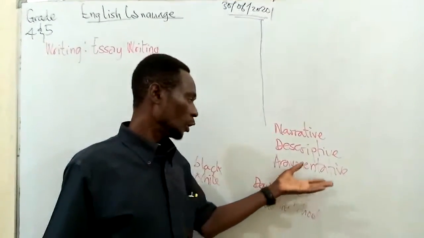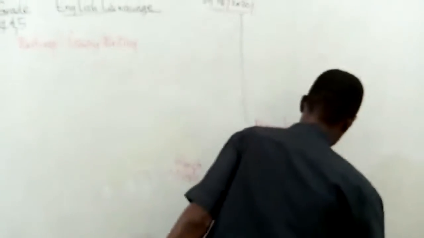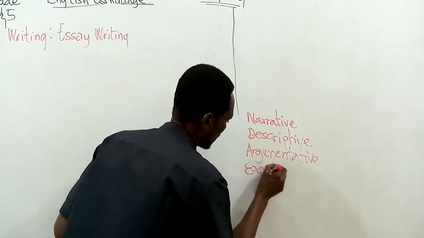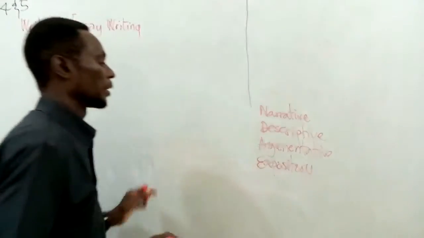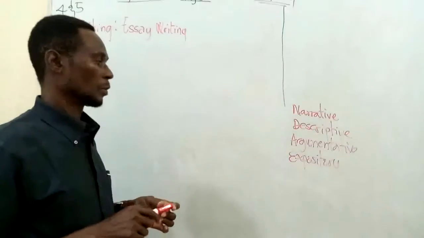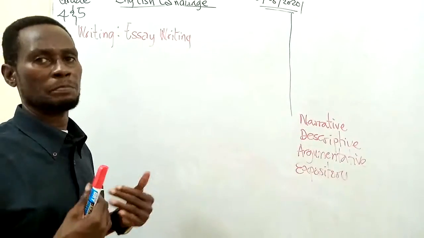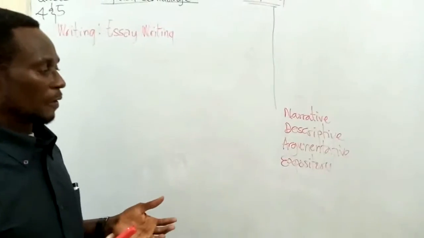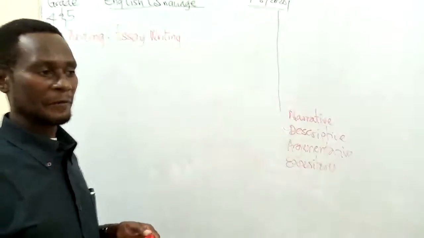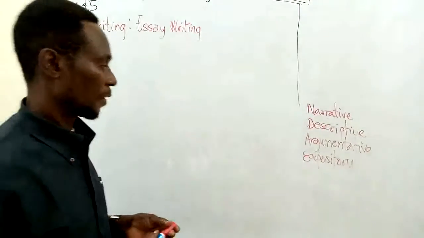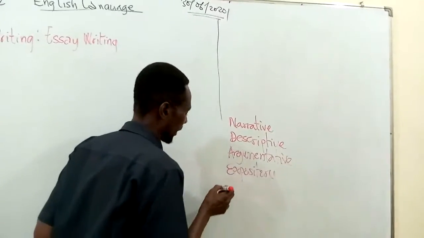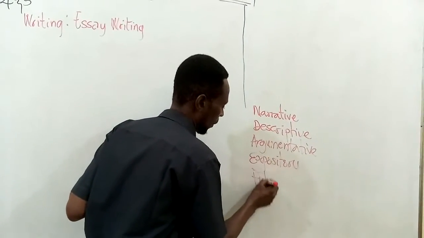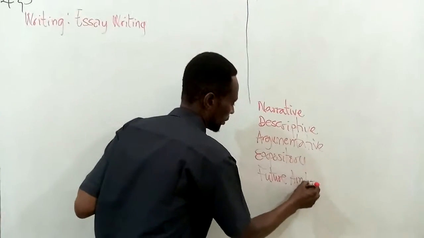So it could be expository too. Expository. Now, it is expository when I ask you to write something that will inform me, educate me, tell me about something. Expository topics are very, very straightforward, even though they are long. For instance, if I say, write on a career or your life ambition, your future ambition.